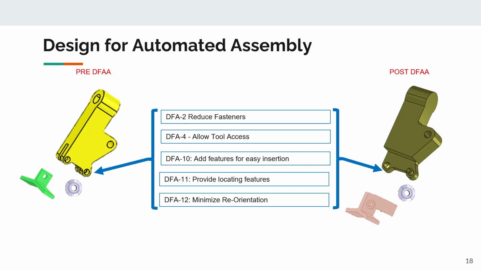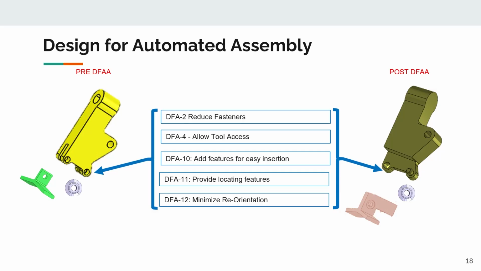In the post-DFA design, we eliminated the need for the nuts with a tapped hole, as well as reduced the need for one screw. There is now tool access from the top. Locating features were added for the cutter to be installed up-down on a pin, as well as locating features for the force applicator and screw. The new subassembly can be completely assembled in the up-down direction with no reorientation required.